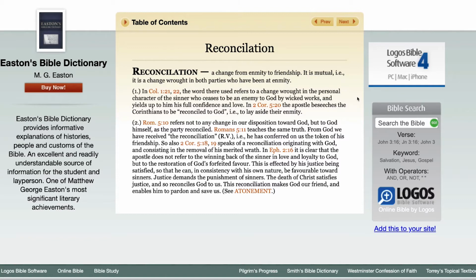First, you'll see a very brief general description of the word. A change from enmity to friendship. It is mutual. For example, it is a change wrought in both parties who have been at enmity. This is what is most commonly meant by the word.